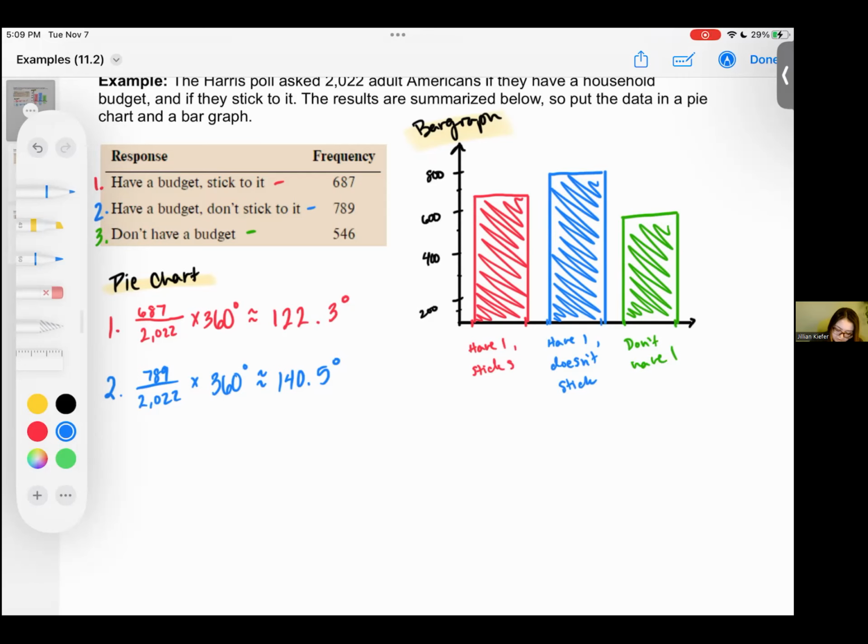Then we have our third, where we don't have a budget at all. So 546 over 2022 times 360 degrees.